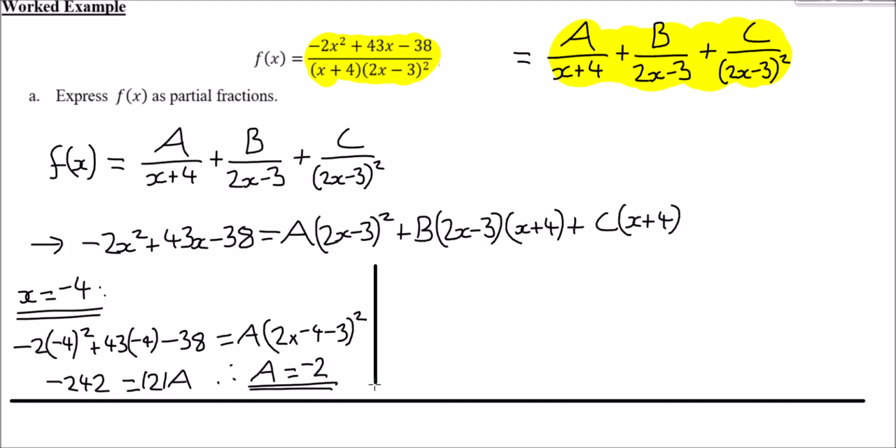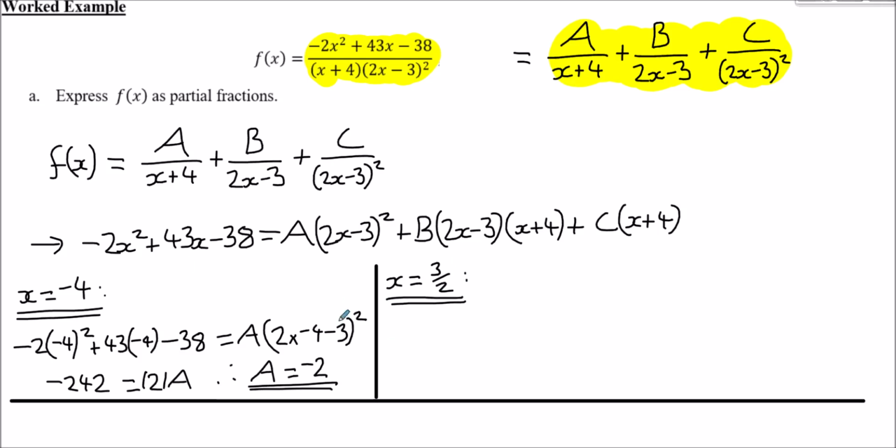The next thing we need to find is either b or c. So what could we pick for x next? Well, what we could pick next, if we picked x as being 3/2 or 1.5, whichever you prefer to think about it, a and b would vanish and we can then focus on working out c. So next I'm going to pick that x is 3/2 and see what we get from that.